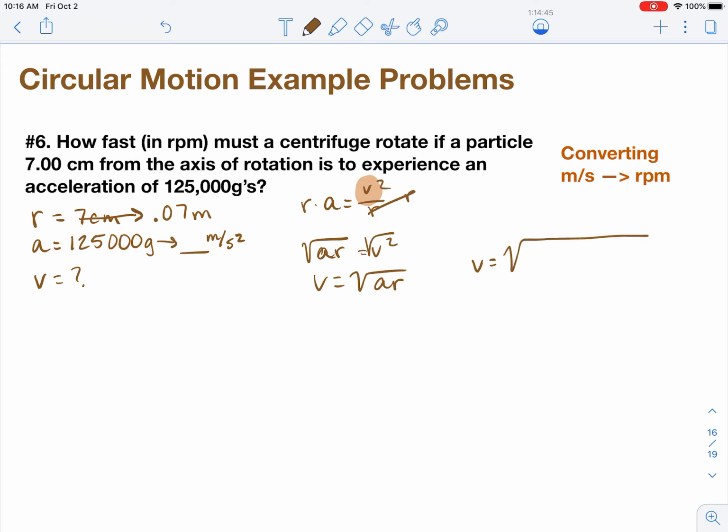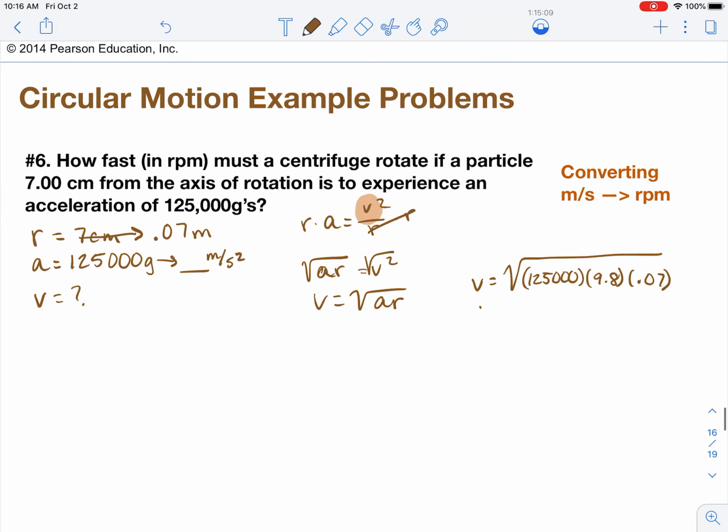So v is equal to the square root. Now again, my acceleration needed to be converted by multiplying the number they gave us times the acceleration due to gravity. And that number in meters per second is being multiplied by the radius. So here's how I chose to put my numbers in.